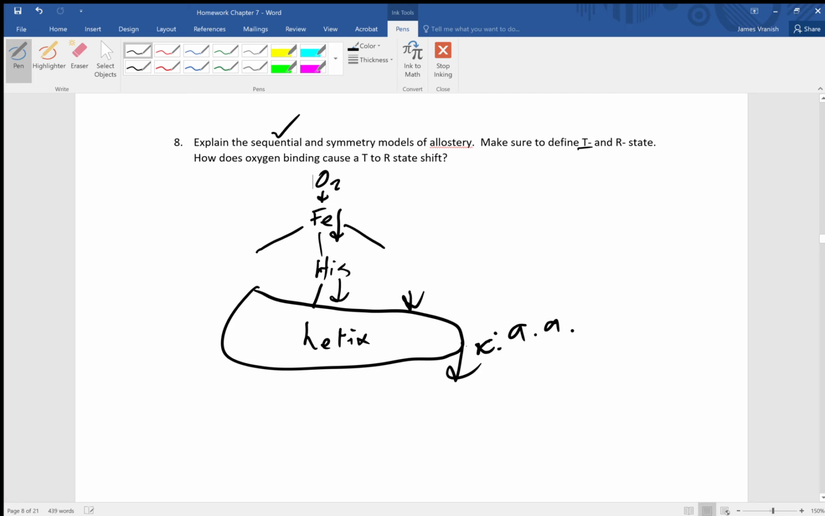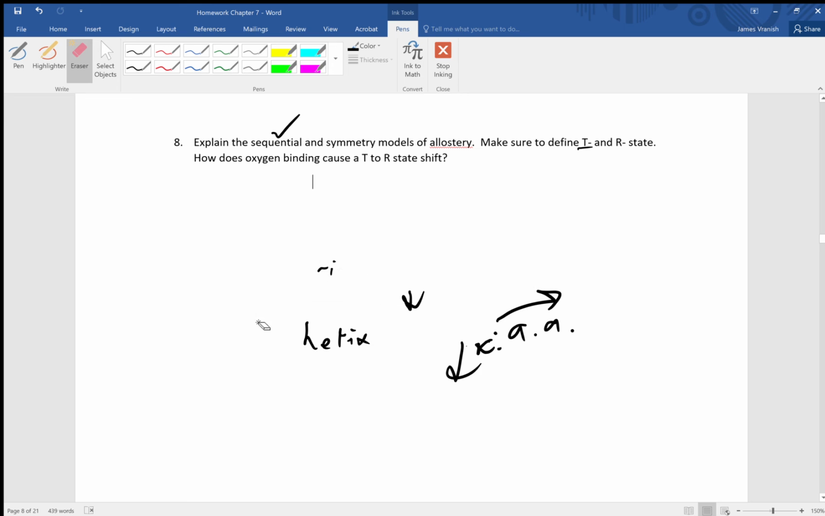So as a result of ligand binding to the T state, this causes conformational changes that get communicated over to the other subunits. These other subunits now undergo conformational changes that cause them to shift towards the R state. So that's the chemical reason.